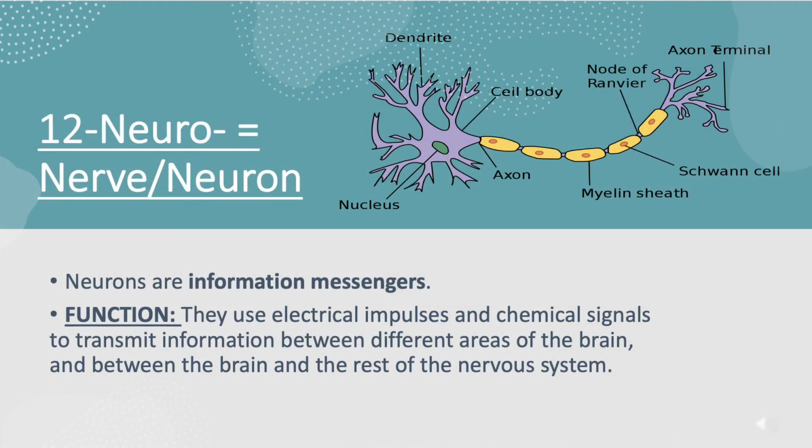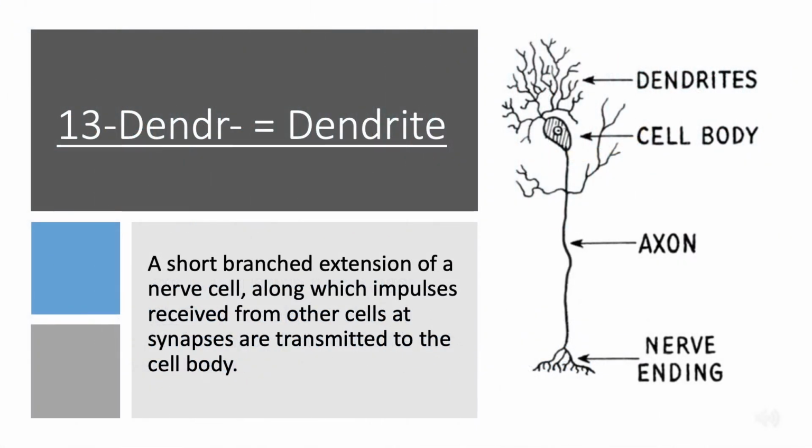12th example is neuro, which means nerve or neuron. Neurons are information messengers. Function: they use electrical impulses and chemical signals to transmit information between different areas of the brain, and between the brain and the rest of the nervous system. 13th example is dendr, which means dendrite, a short-branched extension of a nerve cell, along which impulses received from other cells at synapses are transmitted to the cell body.